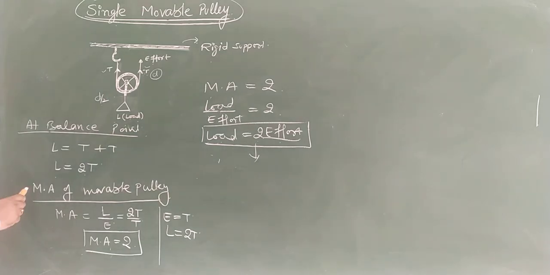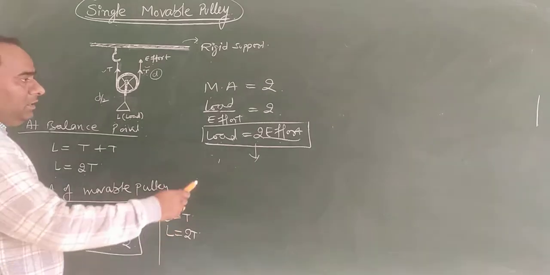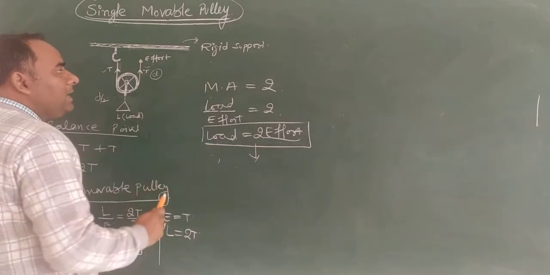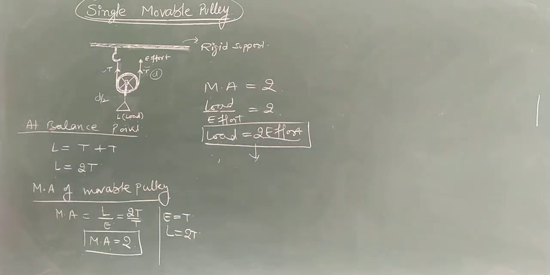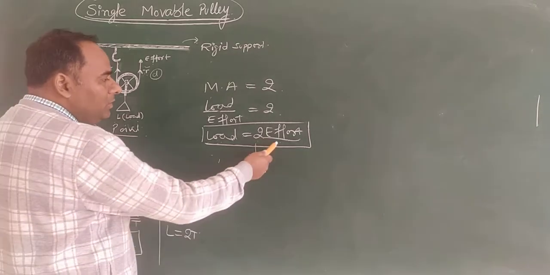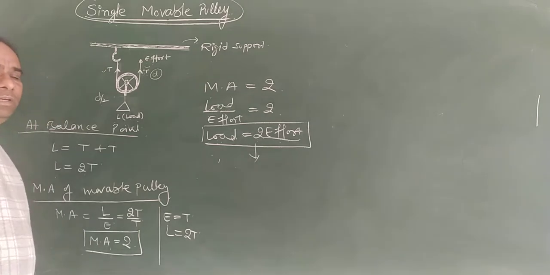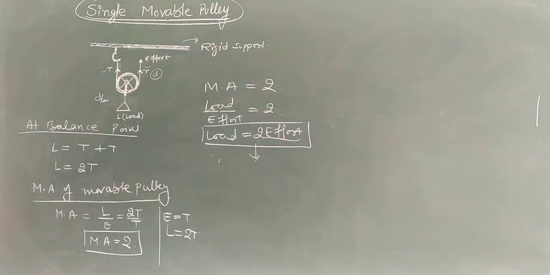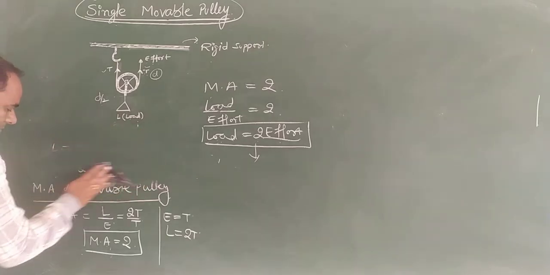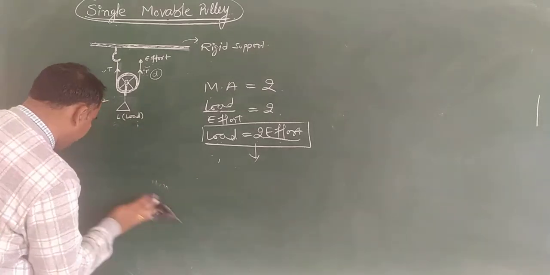So up to this, what is the mechanical advantage? The mechanical advantage in case of a single movable pulley is 2, and here this movable pulley acts as a force multiplier. Why is it acting as a force multiplier? Because it doubles the applied force. Next is velocity ratio.